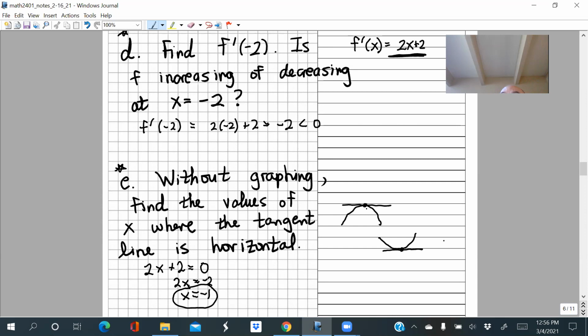Now we can look at the graph and figure out which one it is, right? But again, let's see how much of this we can figure out without actually using the graph, okay? So that's my next question. So I have a horizontal tangent line at x equals minus 1. My question is, is that a local maximum? Do I have a peak point on the graph, or is that a local minimum? Do I have a valley point on the graph? But I want to figure that out without actually looking at the graph, right?